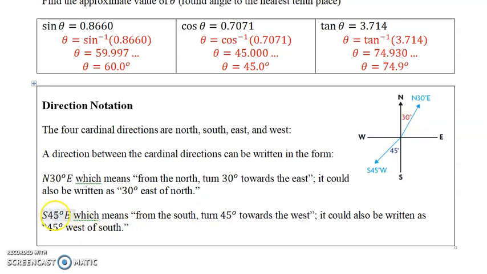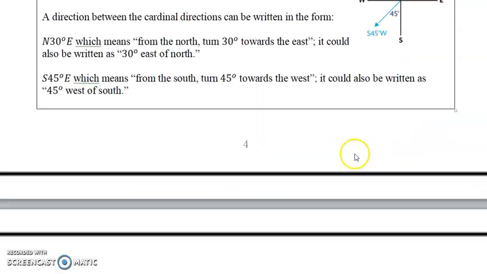Same with the south, 45 east. So we have this directly in the diagonal here, 45 degrees. And it is 45 west of south. Okay? So turn 45 degrees toward the west, and then go south, and that's 45 degrees. And you could also say it as 45 degrees west of north. Okay? So that is direction notation. You'll have some of the word problems, and this is how they'll be referring to them.